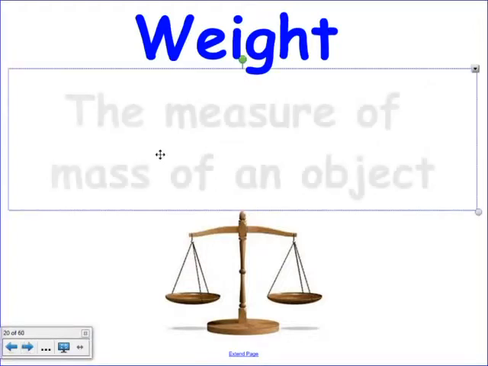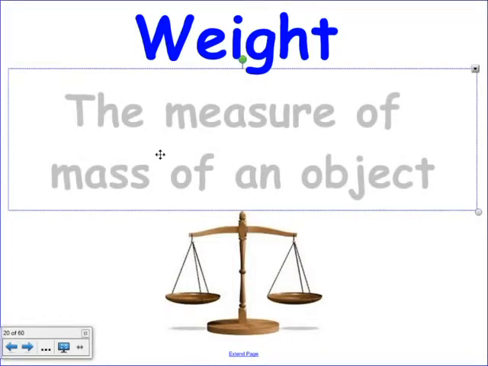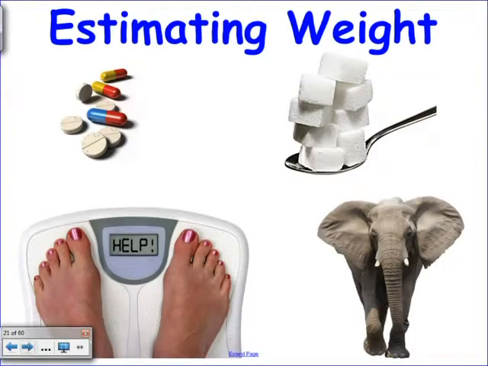How heavy something is. A measure of the mass of an object, okay? We're now going to look at metric weights. So, really light weights.